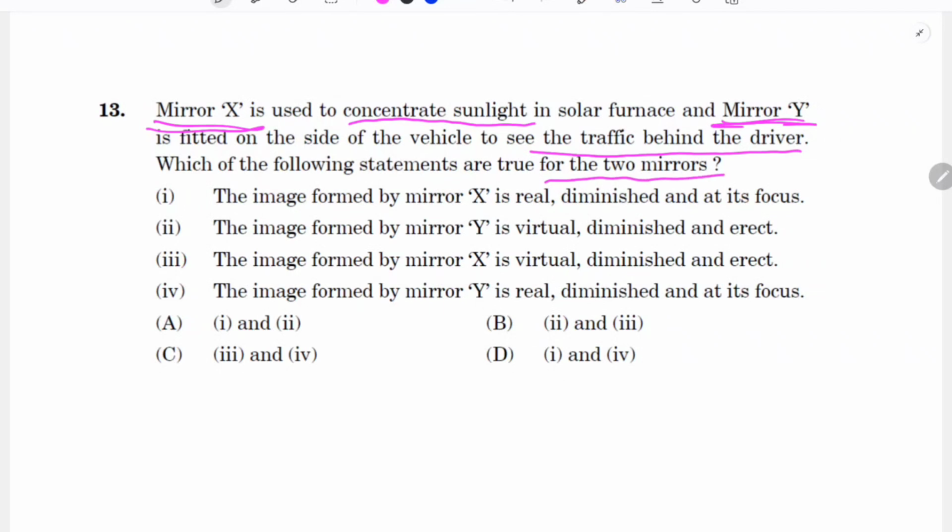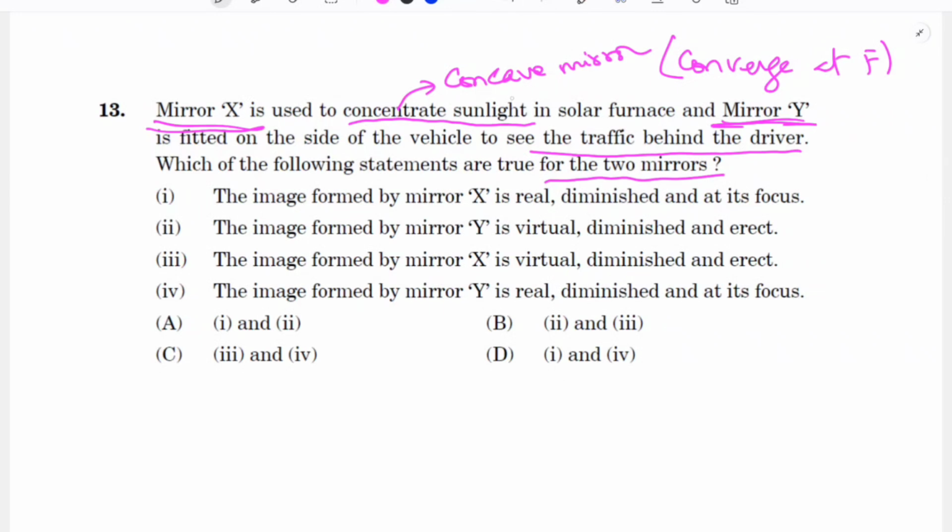Clear? So here mirror X is used to concentrate sunlight, which means it is a case of a concave mirror. Convergence, no? Concave mirror. So in the case of the concave mirror used in a solar furnace, the sun rays converge at the focal point. So concave means converge, converge at F, the focal point. Whereas what about the other one?